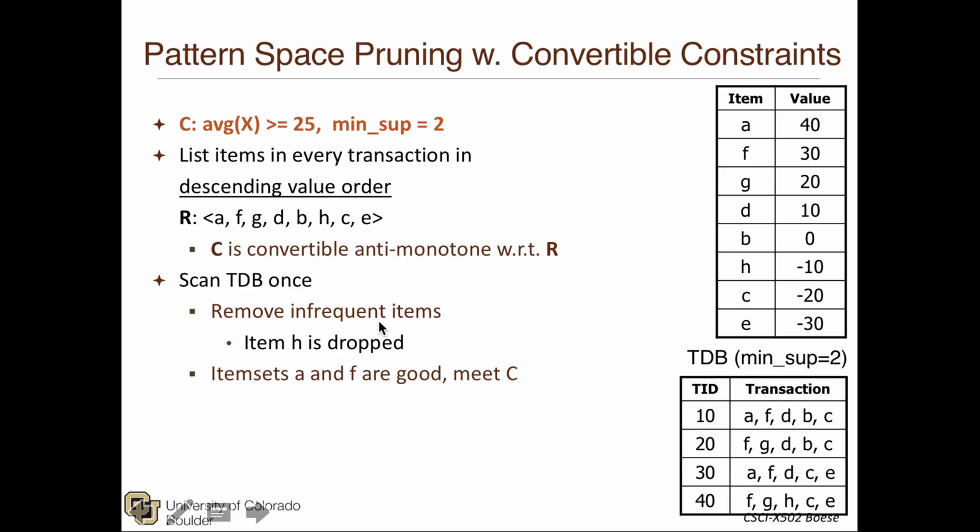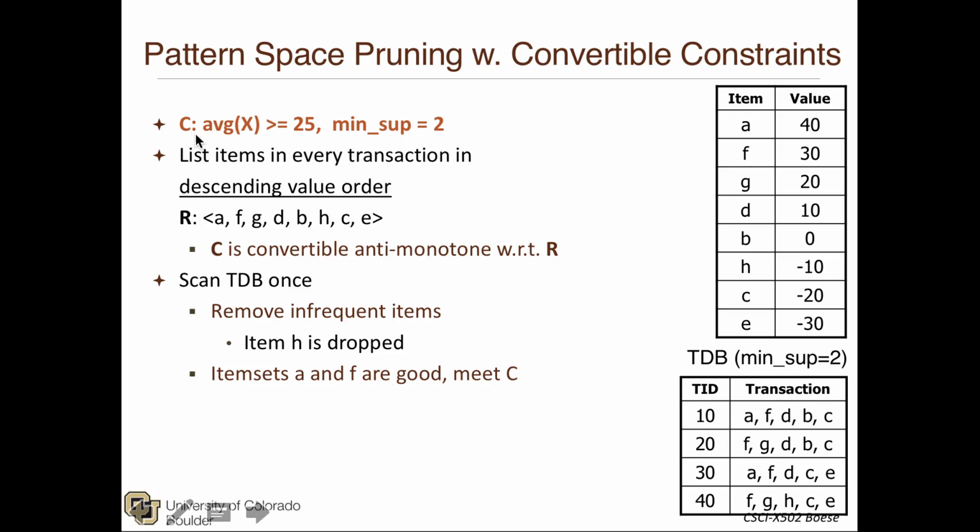Okay, so here's another example. We have a constraint, the average of x is greater than or equal to 25. We have a minimum support of 2. So we list all the items in our transaction. This is the same type of example, just walking through it again. Descending order, so we start with A is the 40, 30, 20, 10, so we have them listed out. This is our subset, our set here are in order.